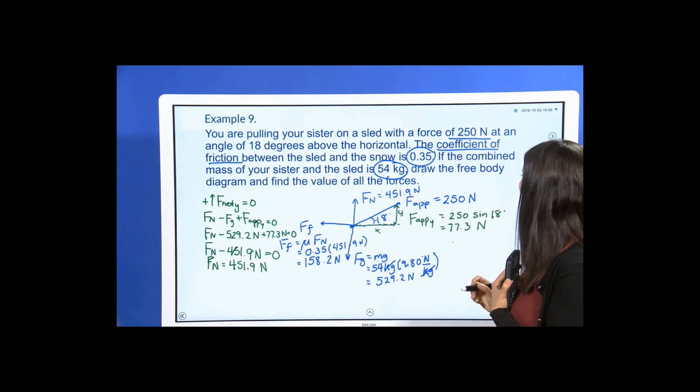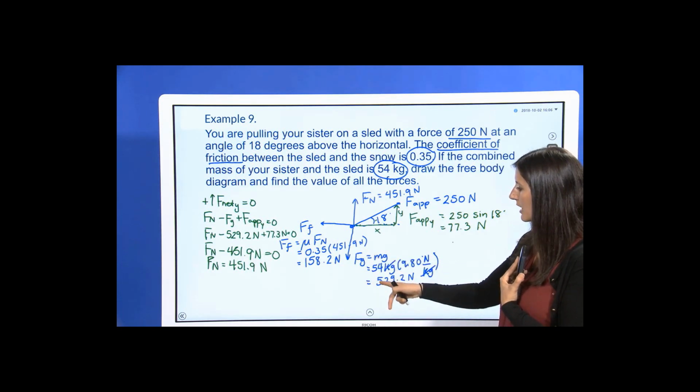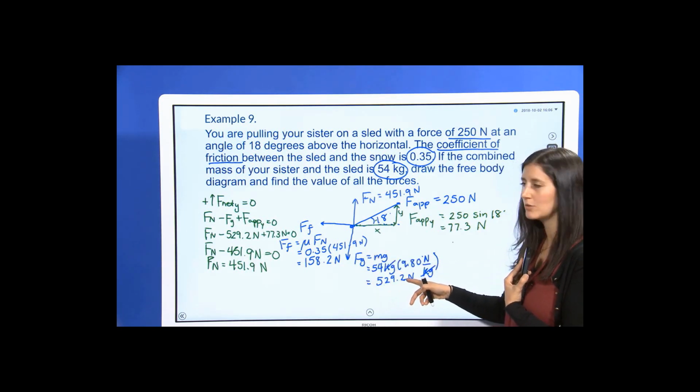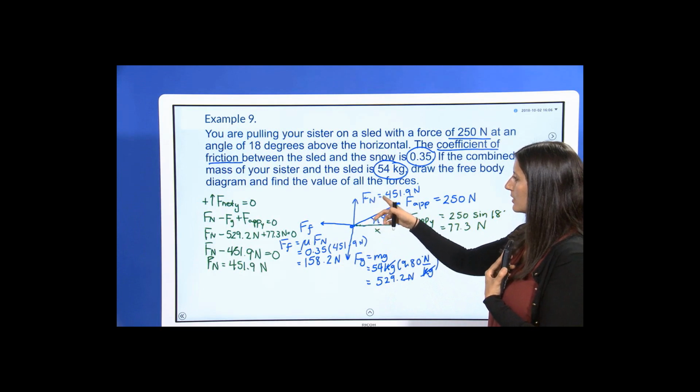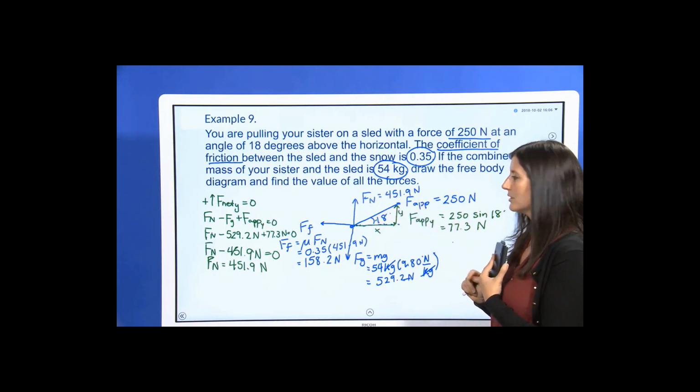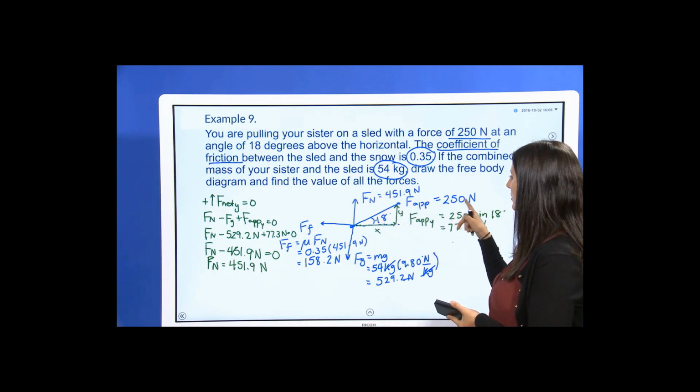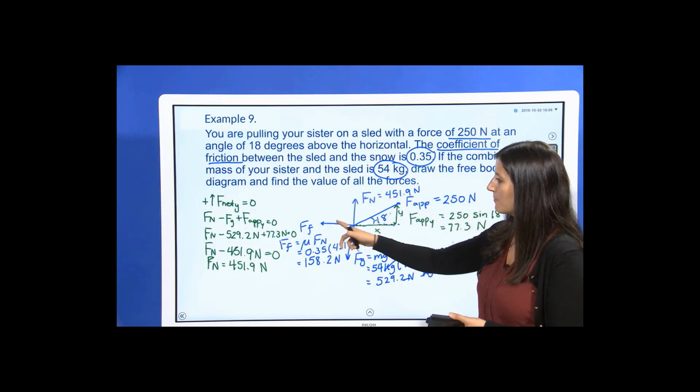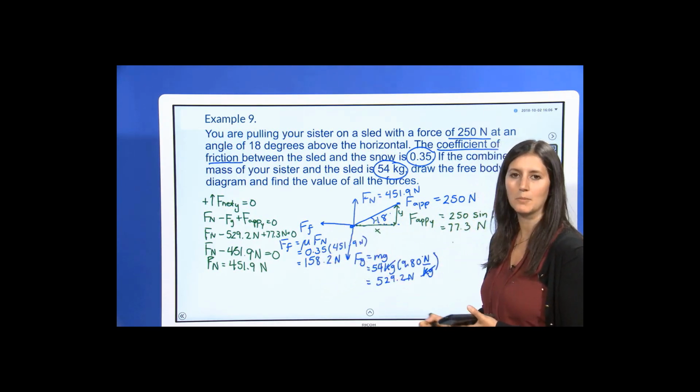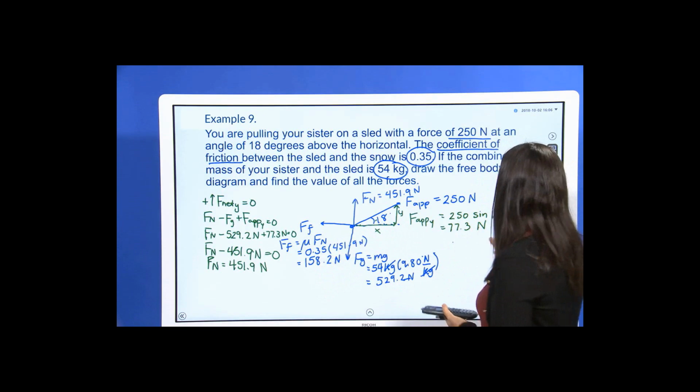So now we have all of our forces. So I know my force of gravity is 529.2 newtons. My normal force is 451.9 newtons. My F applied is 250 newtons. And my force of friction is 158.2 newtons.